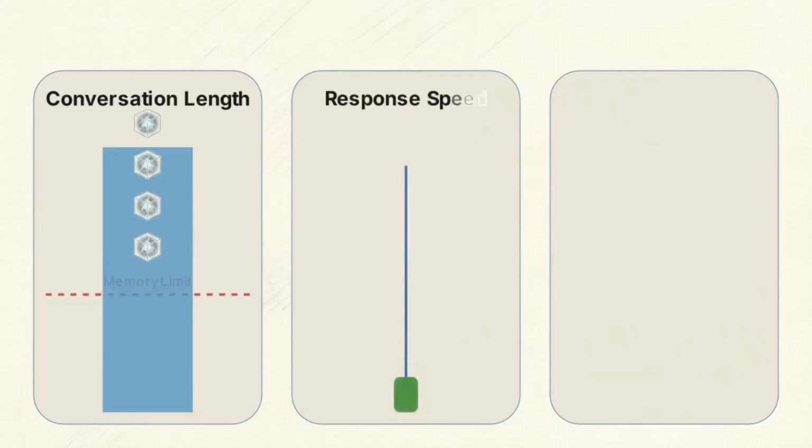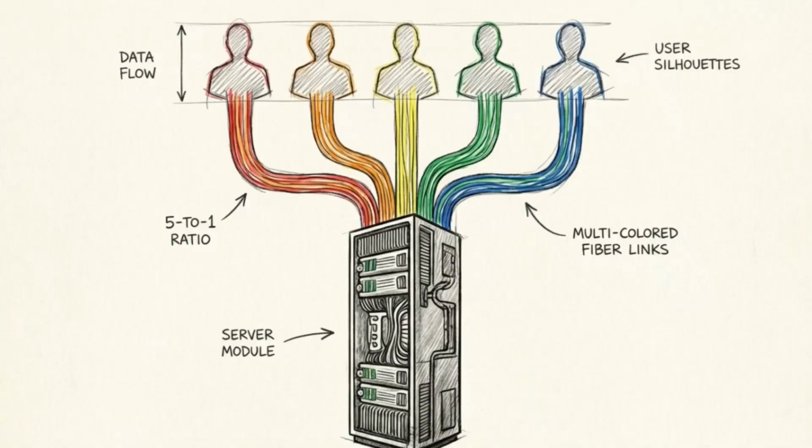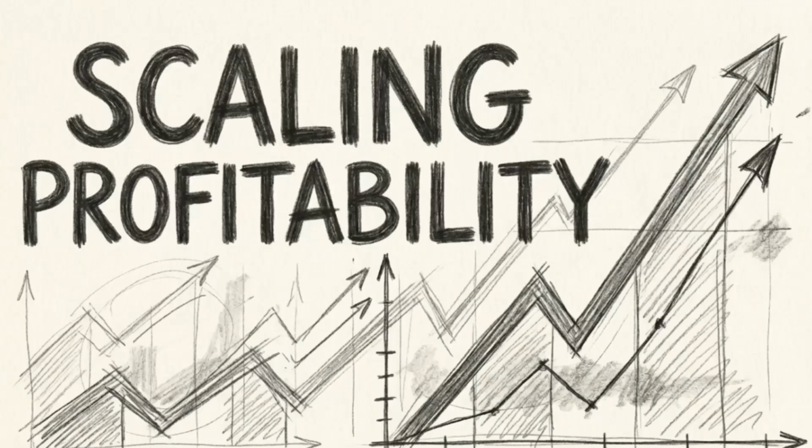As detailed in this diagram, the first consequence is exponentially longer user conversations without system degradation. The second is significantly faster token response times. The third is a drastic reduction in physical server costs. Shrinking the active memory footprint allows AI companies to serve 5 times as many users on the exact same physical hardware. This alters the unit economics of running large language models at scale.